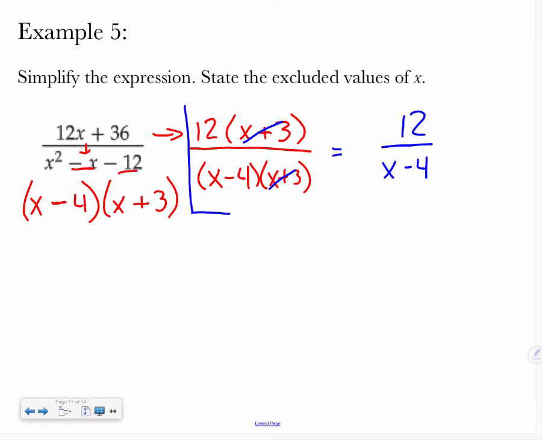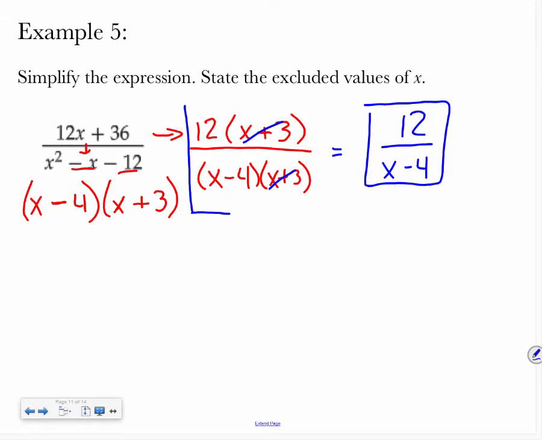Some of you might ask, but can't we cancel or reduce this 12 and this 4? No, you can't. When you're adding or subtracting in the numerator or in the denominator, you cannot just separate these. They are one number. So this is as simplified as it can be.